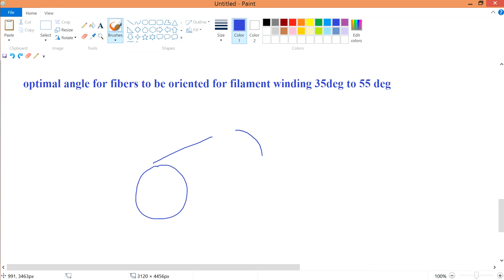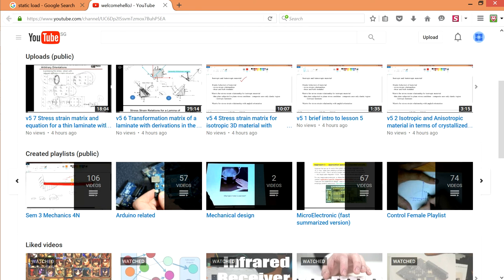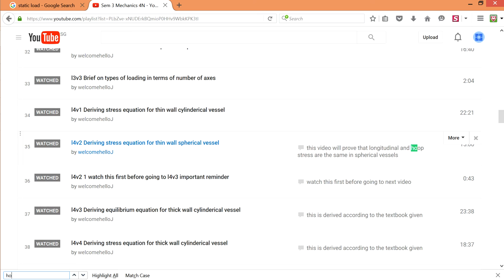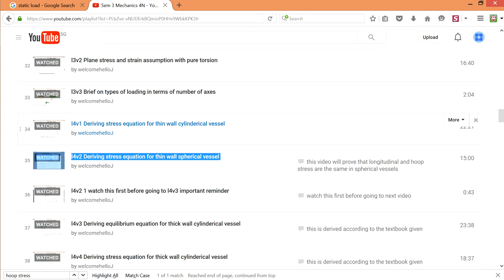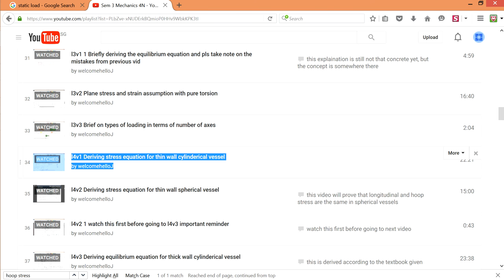So over here, this is your cylinder, and this is your cross section. If you think about it, it actually relates to mechanics. You can come to my channel, go to the created playlists, go to Sem 3 Mechanics 4N, and then Control F to find hoop stress. You'll most likely get this video over here, deriving stress equations for a thin wall spherical vessel. Derive stress equations. You can take note of this one. I think these two videos will be good.